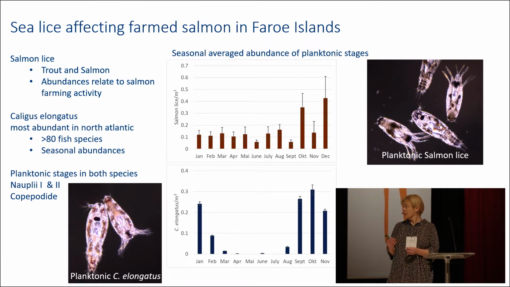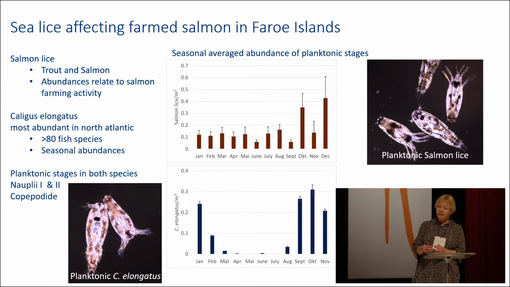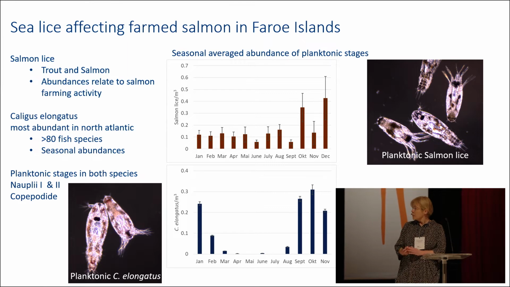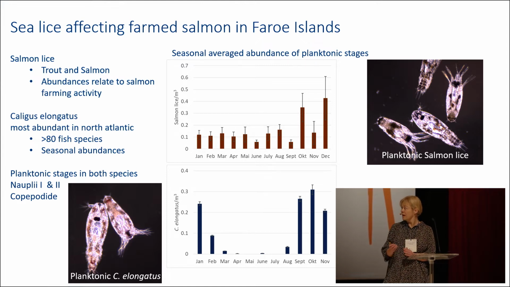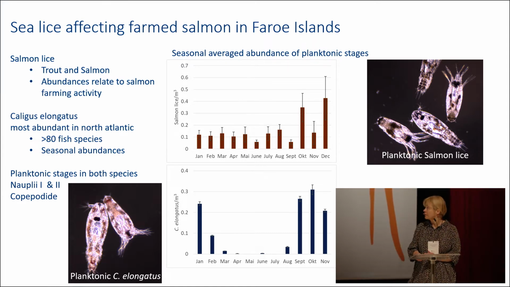For the Caligus elongatus, they have been found on more than 80 species, and they typically show seasonal abundances, and this is also the case in the Faroe Islands, where they are most abundant during winter and practically absent during the summer. Both these species have three planktonic stages, the two nauplius stages, and the infective copepodid.